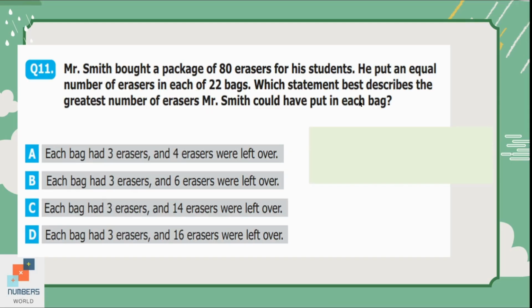So this is the question of division. We will divide 80 by 22. The answer is 3 remainder 14. So in other words, we can say that in each bag, there are 3 erasers and 14 erasers were left over, which is our option C.